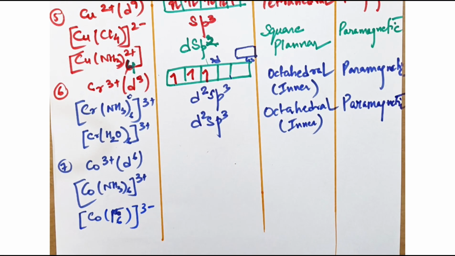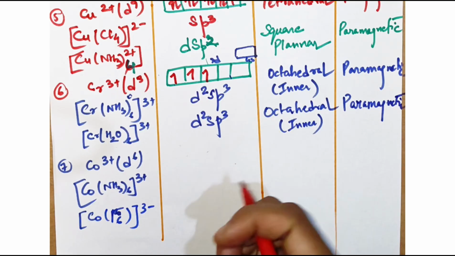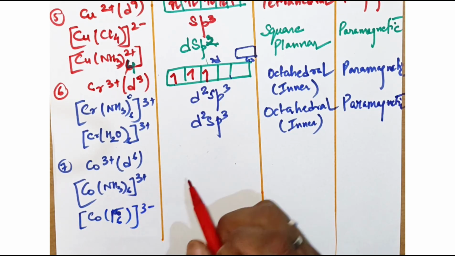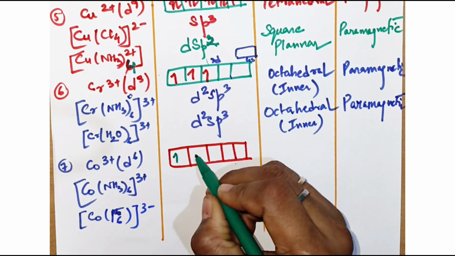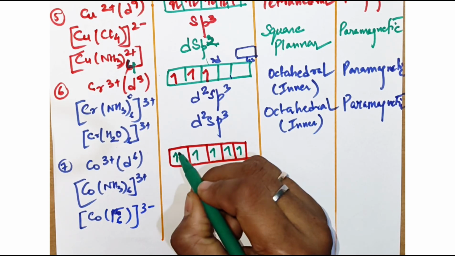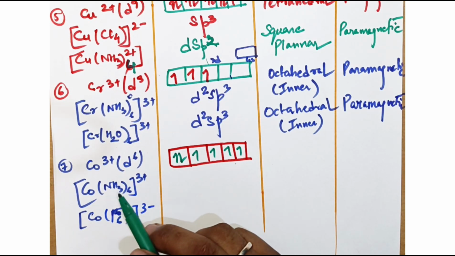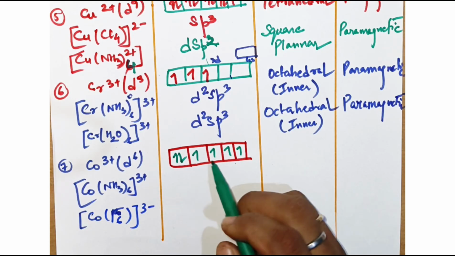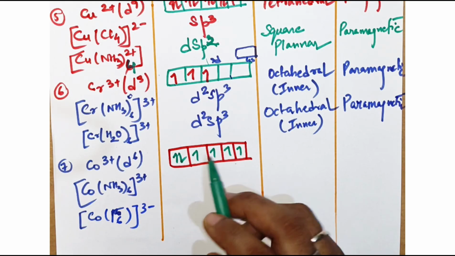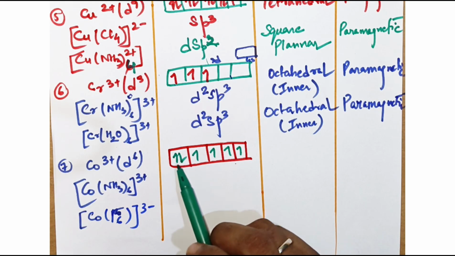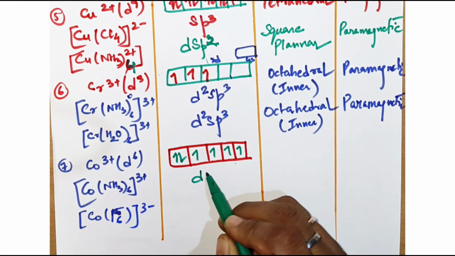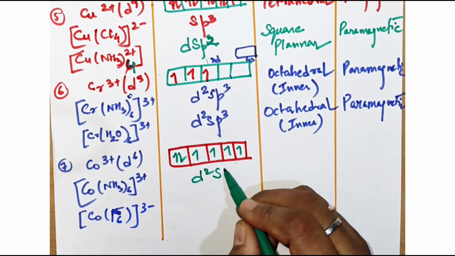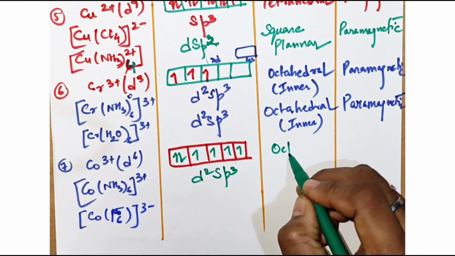Now cobalt 3+, and that is d6. So how many electrons in the d orbital? 3, 4, 5, and 6. Now see, ammonia is a strong field ligand. So what it will do, it will tell all the electrons to pair up. So how many electrons? 6. So 1, 2, 3, 4, 5, 6. Again 2 orbitals become empty this time, so it becomes d2sp3. So it is octahedral again.